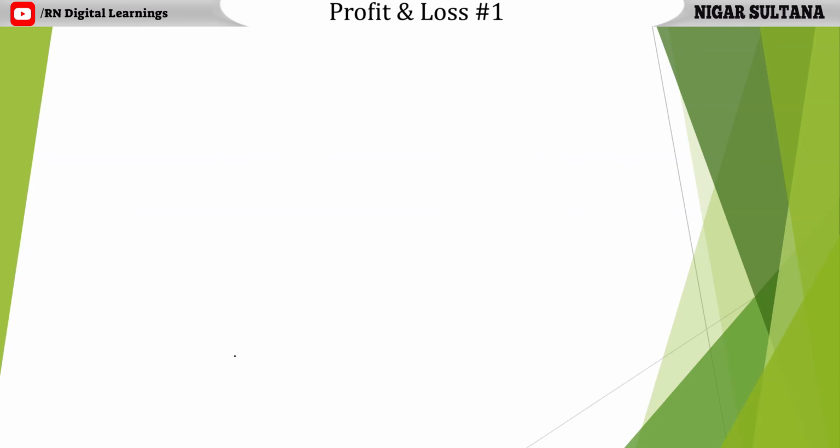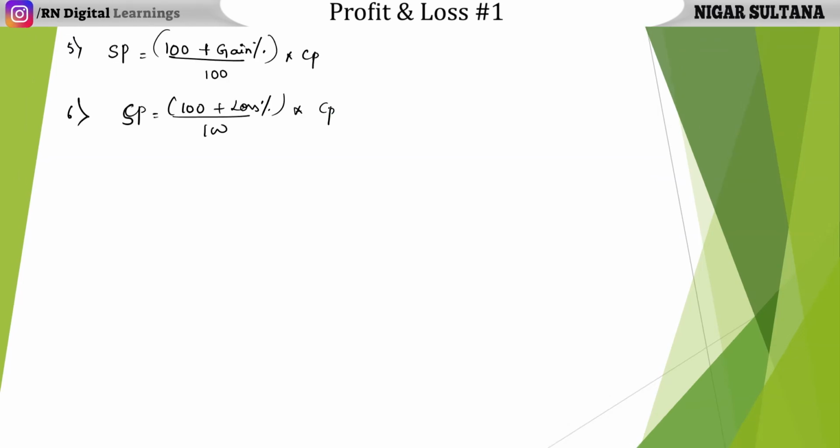Another formula is the fifth formula. There are some scenarios where you will be given the gain percentage or loss percentage along with the cost price and they may ask you to find the selling price. In that situation you must use these formulas. If they have given the gain percentage, use this fifth formula. If they have given the loss percentage, use the sixth formula.